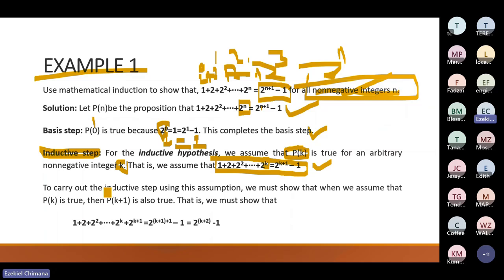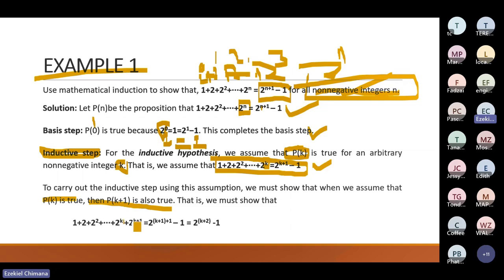So to carry out the inductive step using this assumption, we must show that when we assume that P of k is true, then P of k plus 1 is also true. So that is, we must show that P of k plus 1. Remember, this one is our P of k. So for you to get P of k plus 1, it will now be 1 plus 2 plus 2 squared, up to 2 to the power k, because remember, k plus 1 will be the next term after this k.